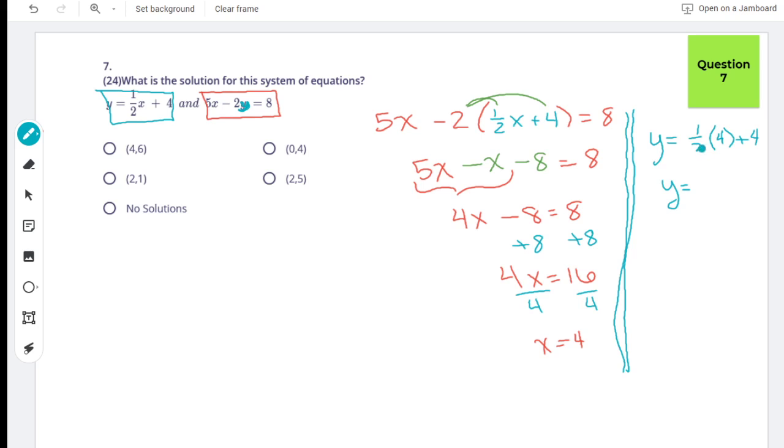So now I need to multiply those out. So 1/2 of 4 is 2, and that gives me a y value here of 6. And remember, when we write an ordered pair, we always write the x value first and then the y value. So the ordered pair that is my solution is (4, 6), which is this first one here in the corner.